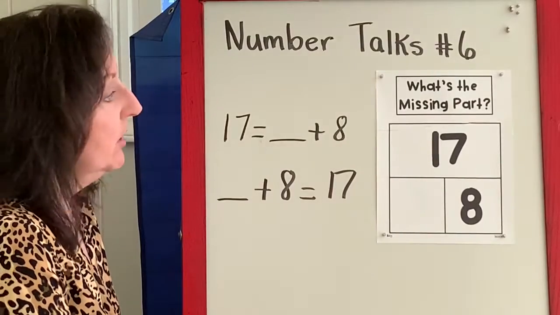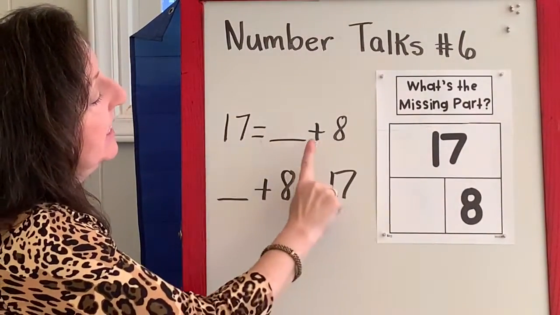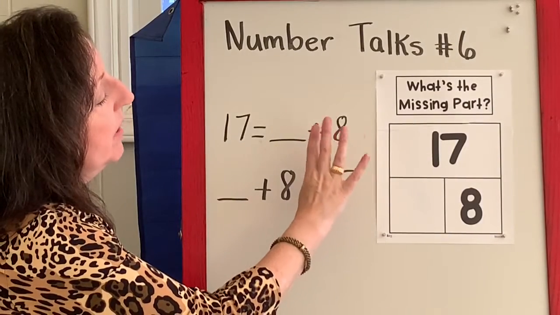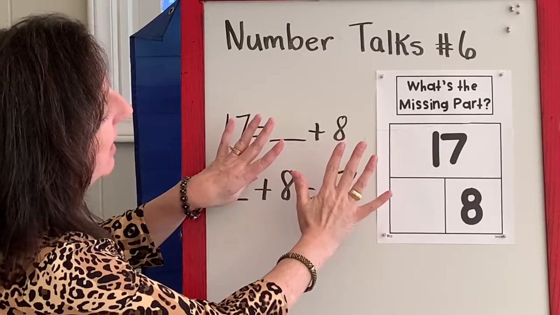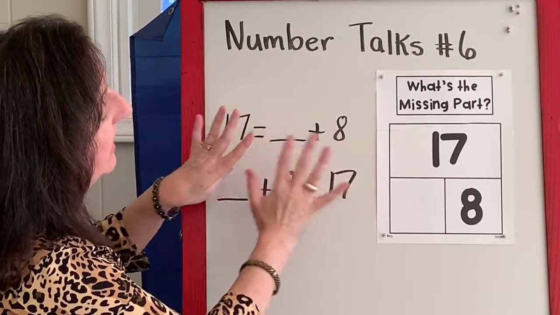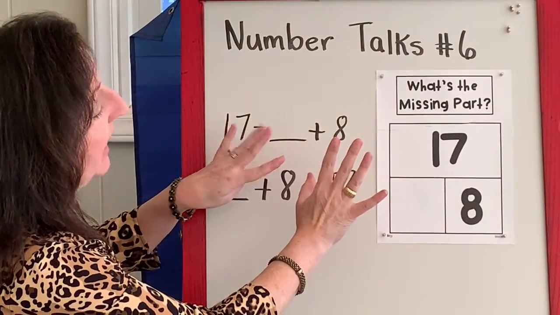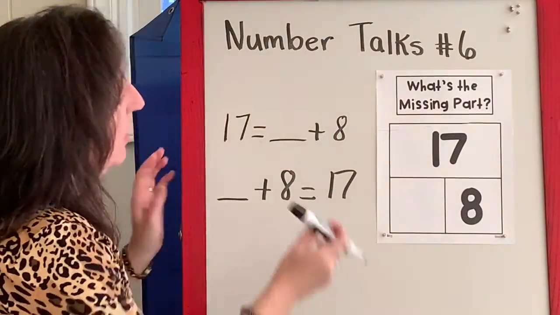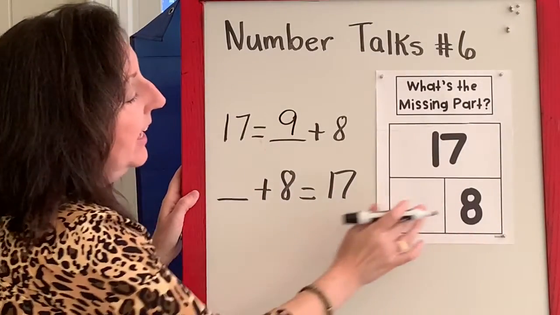Let's see if we have enough fingers for this. What comes after 8? We're going to stop at 17. 9, 10, 11, 12, 13, 14, 15, 16, 17. So let's look. 8 plus what is 17? 8 plus 1, 2, 3, 4, 5, 6, 7, 8, 9. So 17 is equal to 9 plus 8.